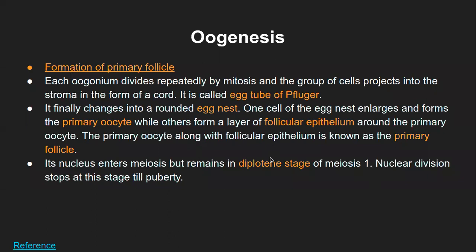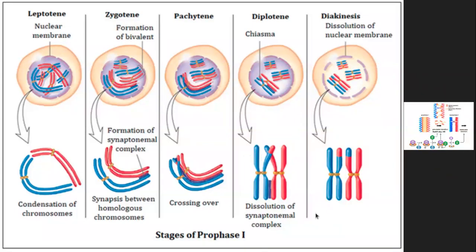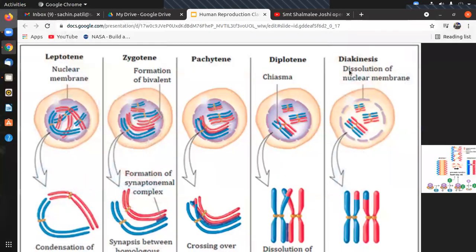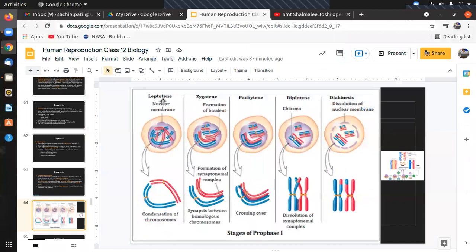Now, what is this diplotene stage? Like I said, prophase 1 is part of meiosis 1, the starting of meiosis. It has leptotene, zygotene, pachytene, and diplotene. I don't know if you see the names, but these are the 4 sub-parts of prophase 1. Then diakinesis happens, and then it goes to metaphase 1 of meiosis 1. I hope you are following.